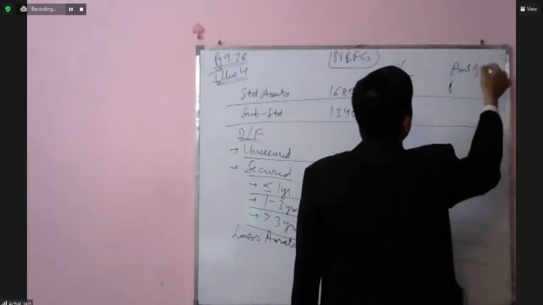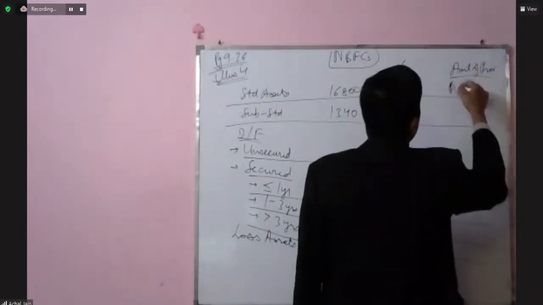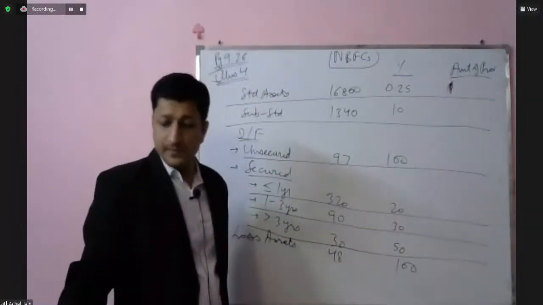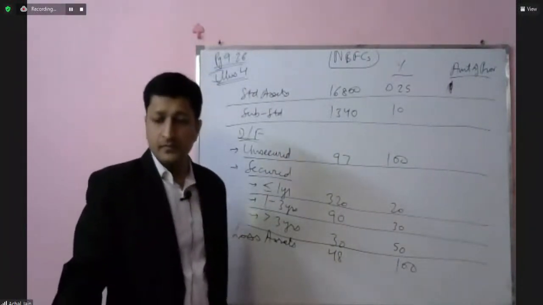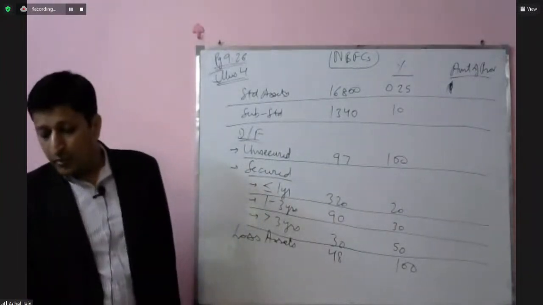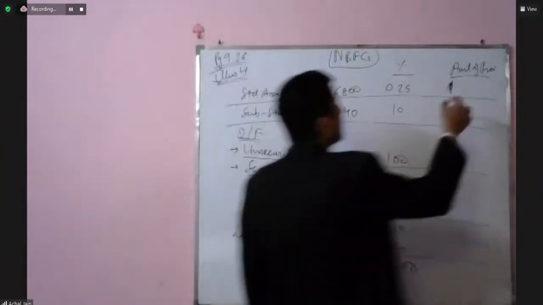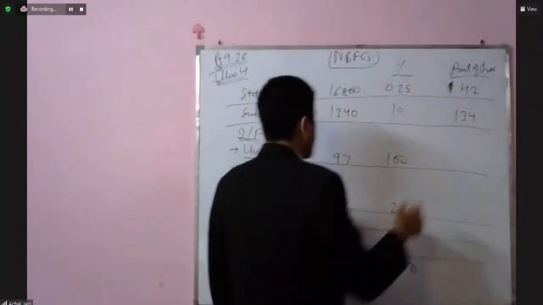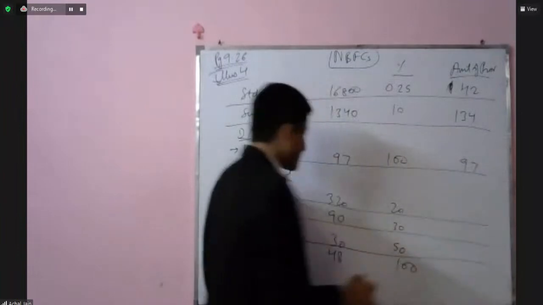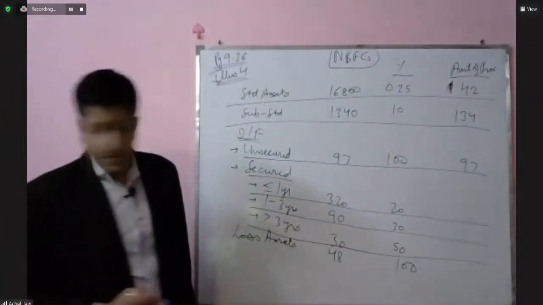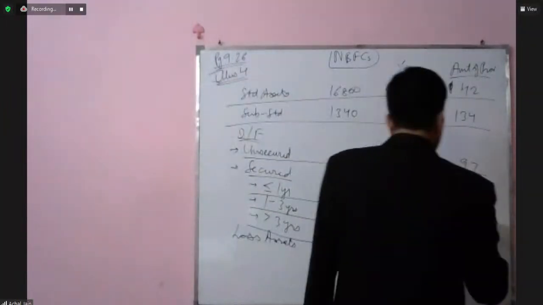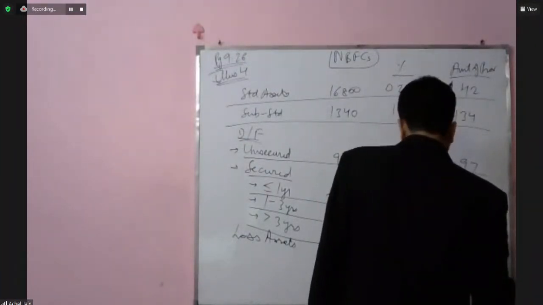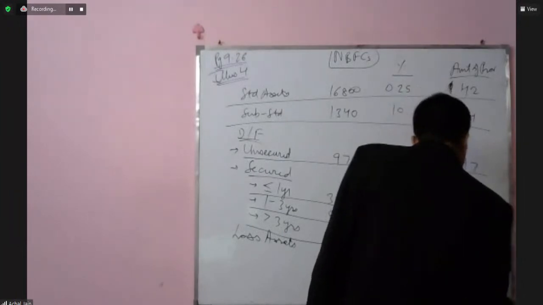So amount of provision will be what? Can you all quickly compute and let me know one by one, please? 42, 134. This is 42 lakhs. This is 134 lakhs. This is 97 lakhs. 64 lakhs. 27 lakhs. This is 15 lakhs and this is 48 lakhs.